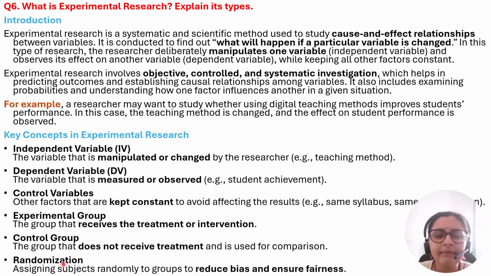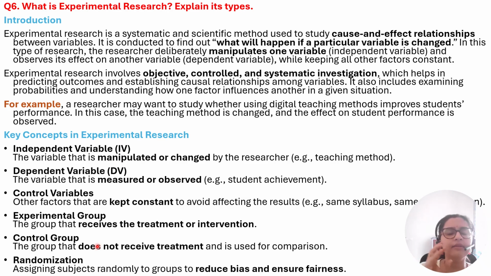Then randomization. This is also very important. You will keep on hearing this word in this subject very often. Assigning subjects randomly to groups to reduce bias and ensure fairness. So this randomization, or random assignment, is very, very important in research, because random assignment is a process wherein participants are allocated randomly into different groups purely by chance.